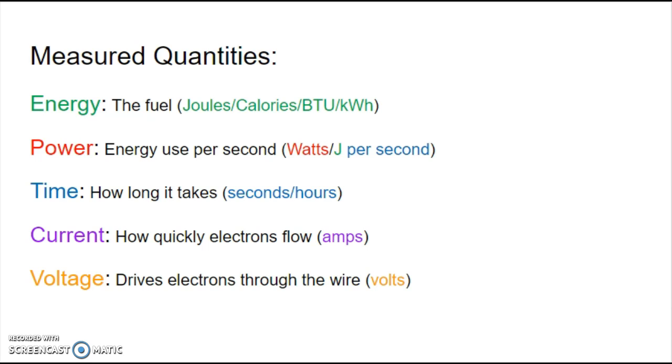Current, which is a fairly newer concept, is how quickly electrons flow. And we measure that in amperes, also known as just amps. Voltage, lastly, also a newer concept, is the drive that pushes electrons through a wire. And as the name entails, we measure this in volts.